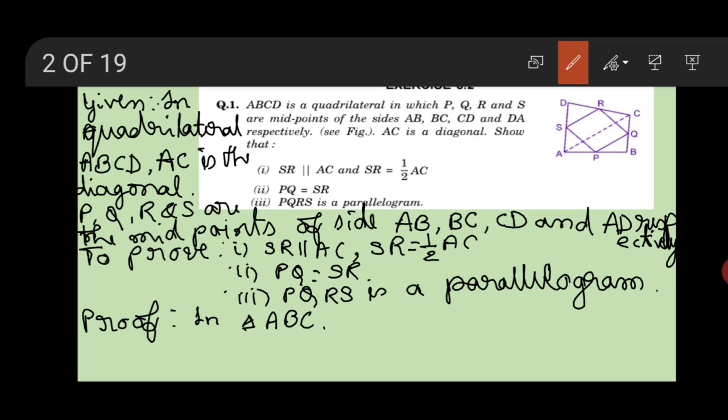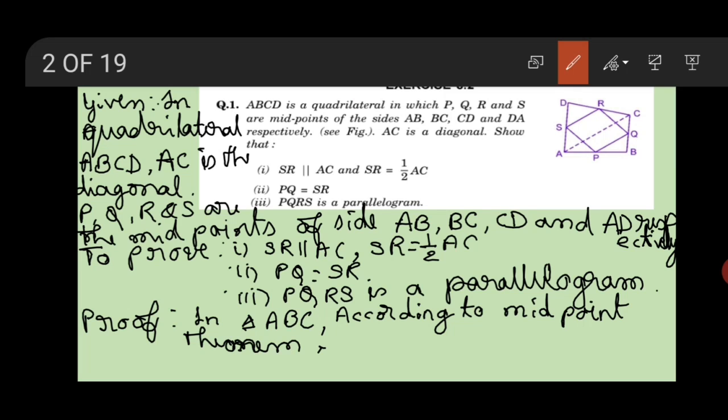In triangle ABC, according to midpoint theorem, AC is parallel to PQ and also PQ is equal to half of AC. Take this as equation number 1.